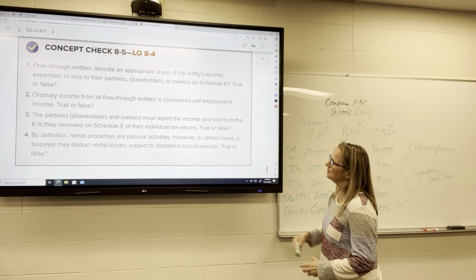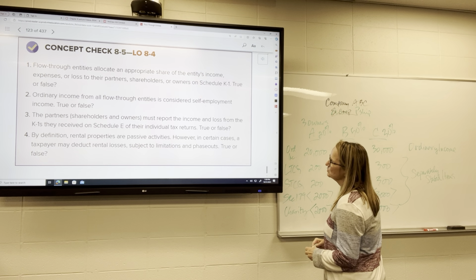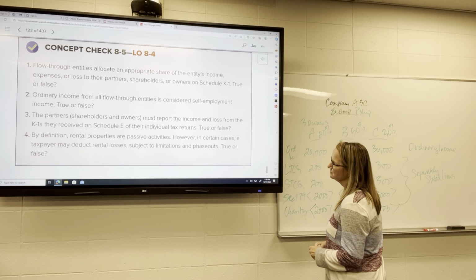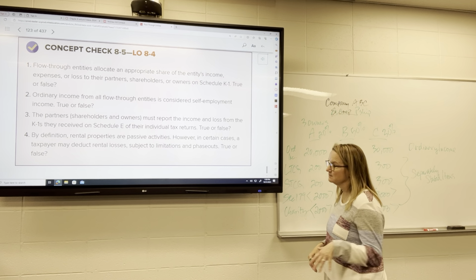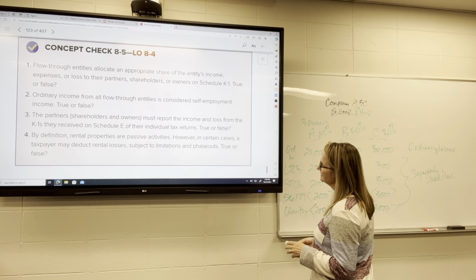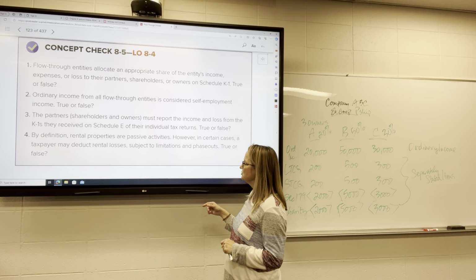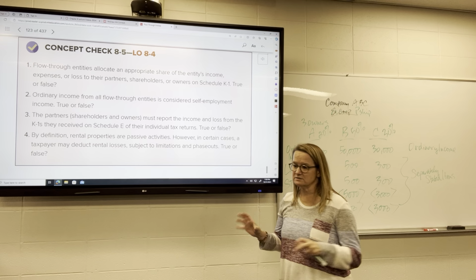So this one's true. Partners, shareholders, and owners must report the income and loss from the K-1s they receive on Schedule E of their individual tax returns. That's true. It's going to be on the second page of the Schedule E. By definition, rental properties are passive activities. However, in certain cases, a taxpayer may deduct rental losses subject to limitations. That's true. That has to do with the passive income and losses.